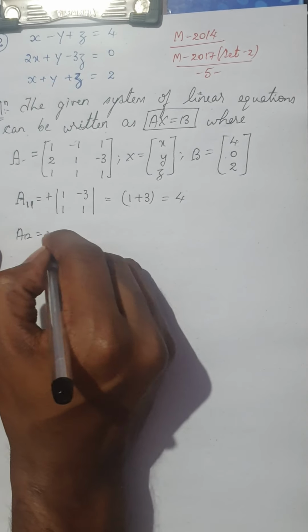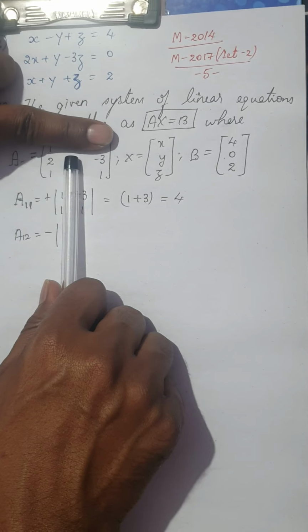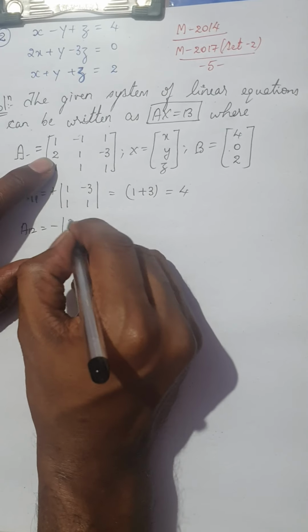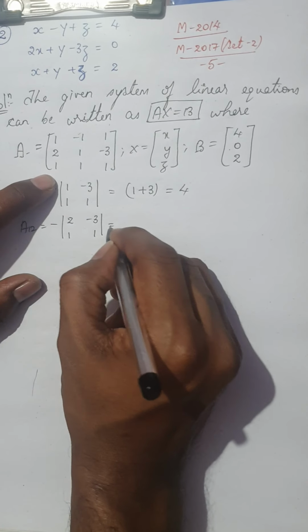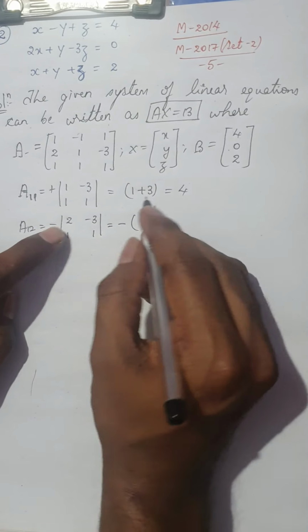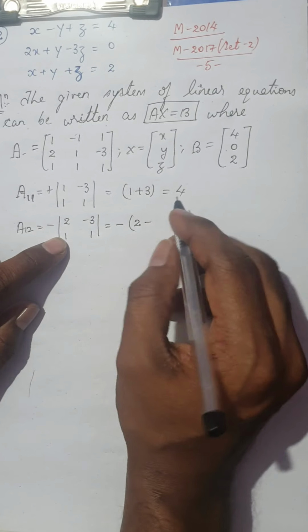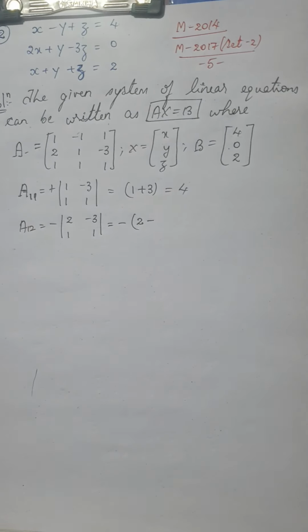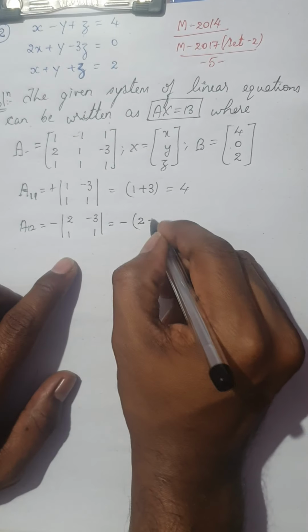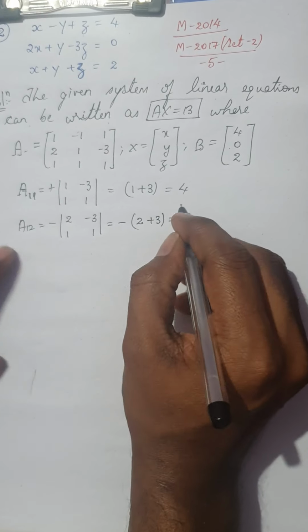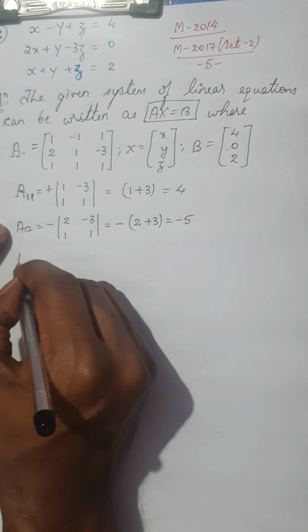Next A12: outside I have minus, take away the row and column. I'll have 2 and minus 3, 1 and 1. Outside I have minus, keep it carefully. 2 into 1 is 2, minus 1 into minus 3 is plus 3, isn't it? 1 into minus 3 is minus 3, and because I have minus here, this becomes plus 3. So 2 plus 3 is 5. Because I have minus outside, I'll get minus 5.